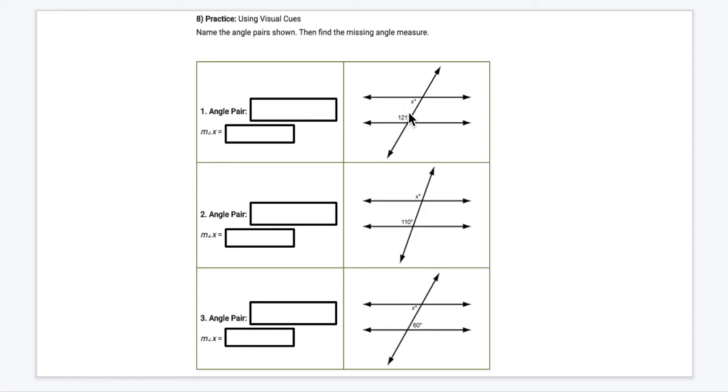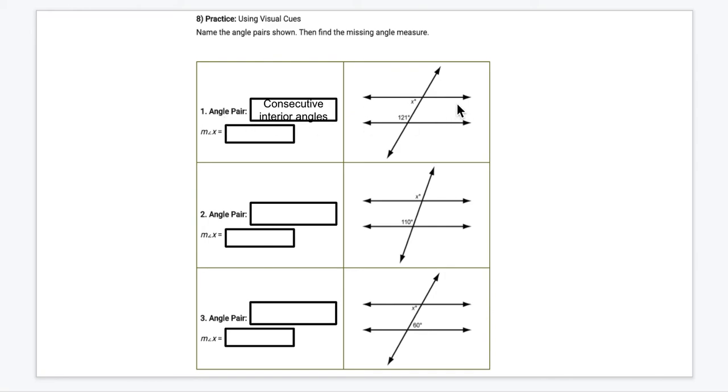So when I look at this given angle and angle x, I see that they're actually on the inside of my parallel lines and they're on the same side of the transversal. So I know that my angle pair is going to be consecutive interior. And I know that consecutive interior angles are supplementary if I have parallel lines. I'm assuming that these are parallel lines because this is what we're talking about in our unit.